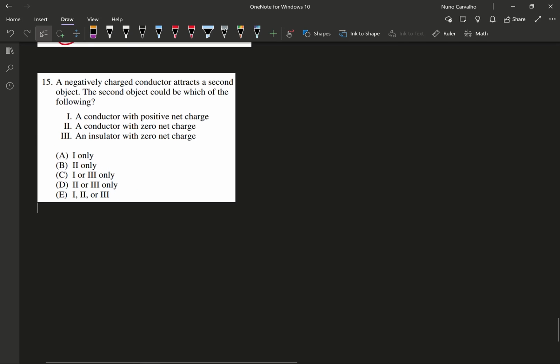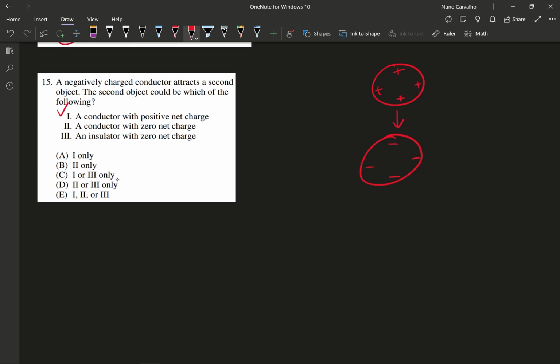Number 15, we're still talking about conductors, but we're told that a negatively charged conductor attracts a second object. The second object could be which of the following? Let's think about each of these objects. Let's imagine here we have a negatively charged conductor, and let's think about a conductor with a positive net charge. Certainly this would be feeling an attraction to that, right?